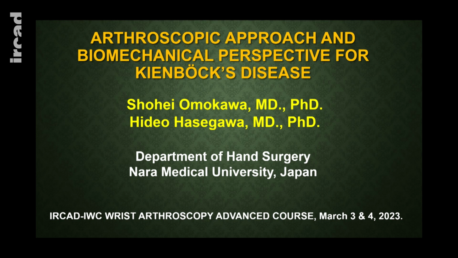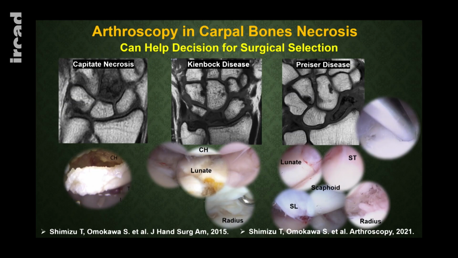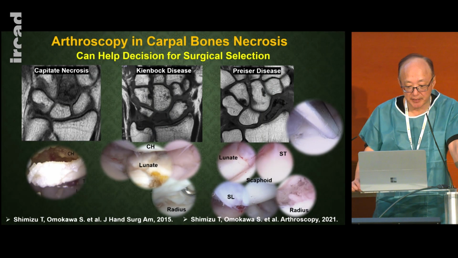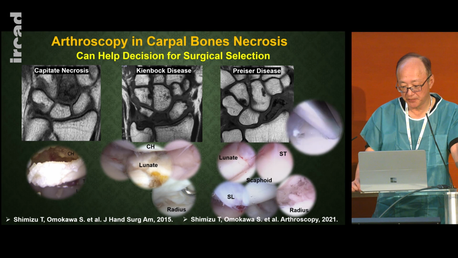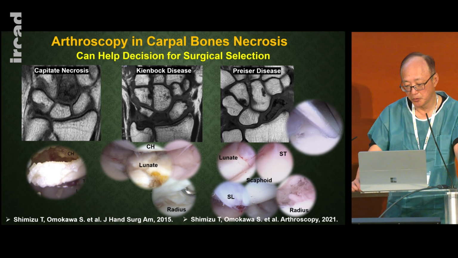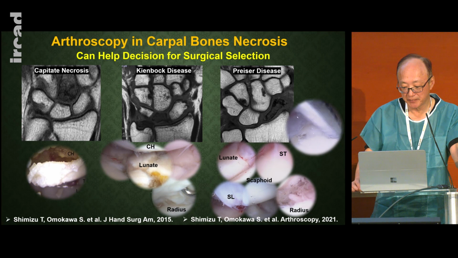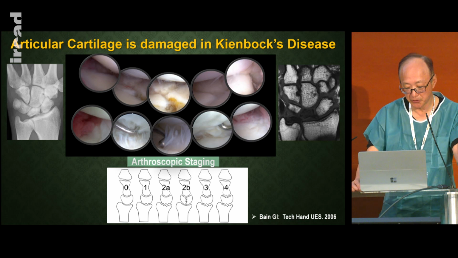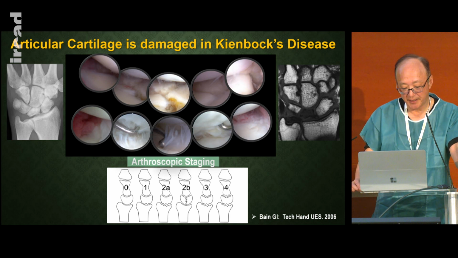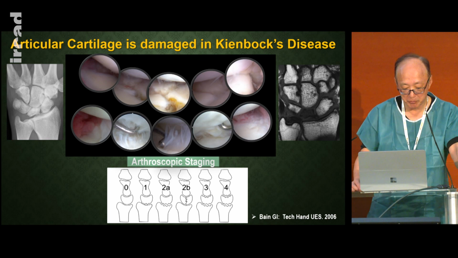Bonjour. I'd like to talk about the arthroscopic approach and biomechanical perspective for Kienböck disease. Arthroscopy in carpal bone necrosis can help the decision for surgical selection, and you can see the video. This is Preiser's disease. We can see the bleeding, even if the MRI is completely low intensity. The articular cartilage is damaged in Kienböck disease also. Dr. Bain classified an arthroscopic staging, and the cartilage damage progresses from proximal to distal.